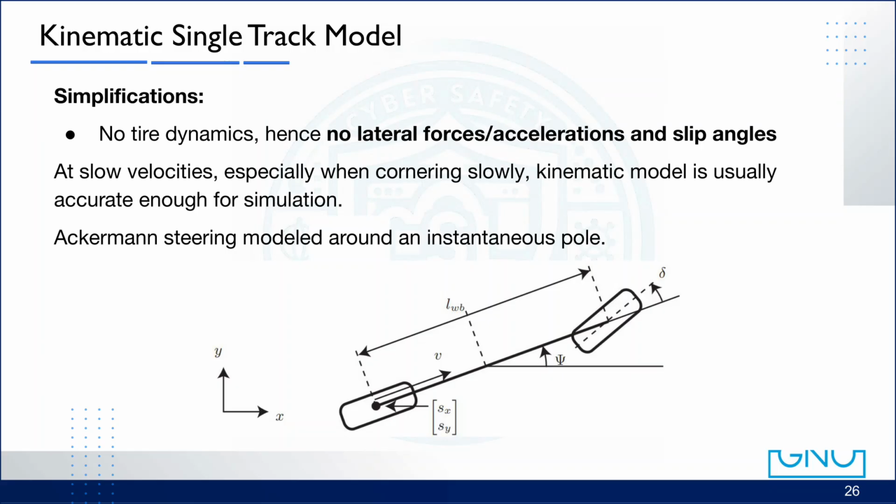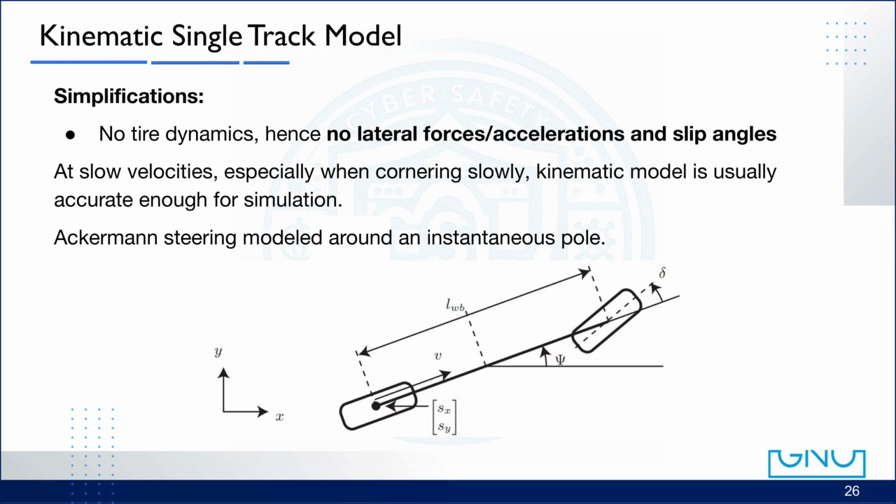Now, since this is a kinematic model, we completely ignore the complex tire forces and deformations. In this view, the tires simply roll without slipping, so there are no lateral forces, no lateral accelerations, and no slip angles. As a result, the vehicle's path is determined purely by its steering geometry. We assume that the front and rear wheels both follow circular paths around the single instantaneous center of rotation.